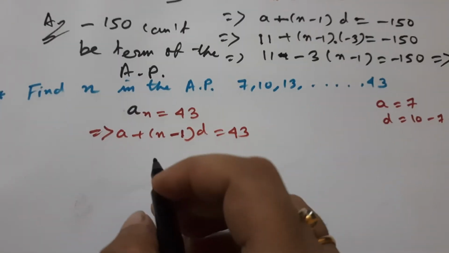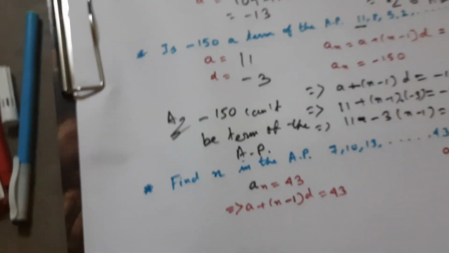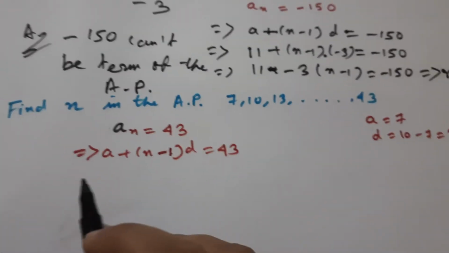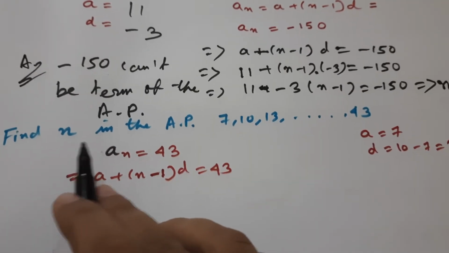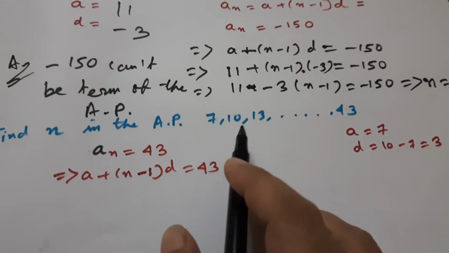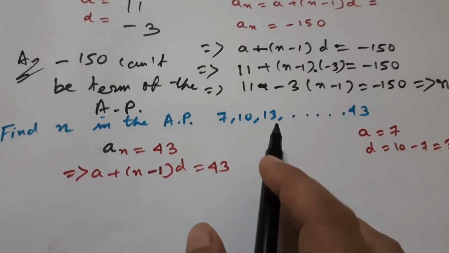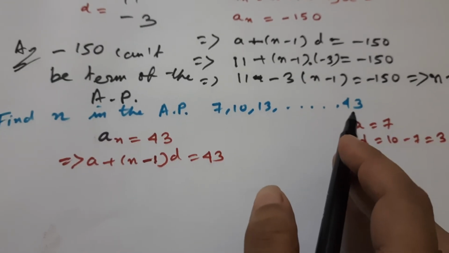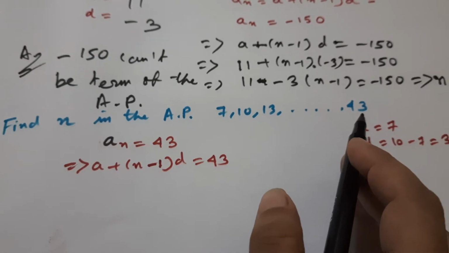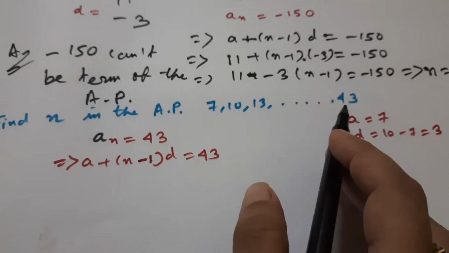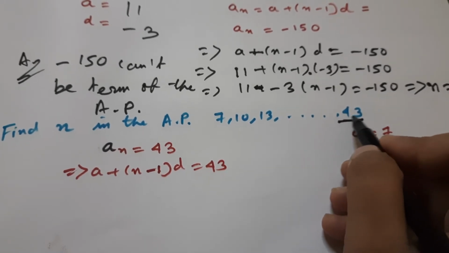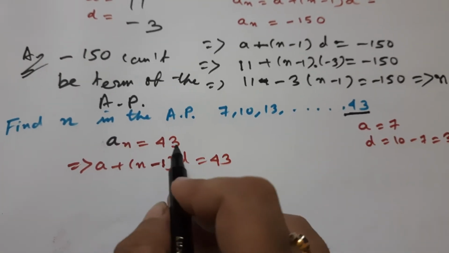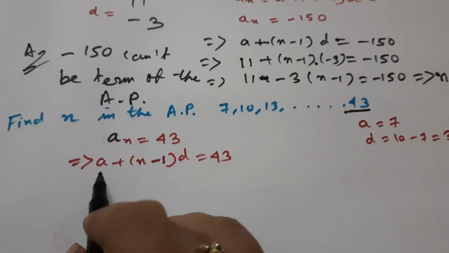Next question. Find the number of terms in the AP 7, 10, 13 up to 43. So here we have to find n. At first we write a_n, the nth term. We let the nth term of the AP be 43. So a_n equals 43.